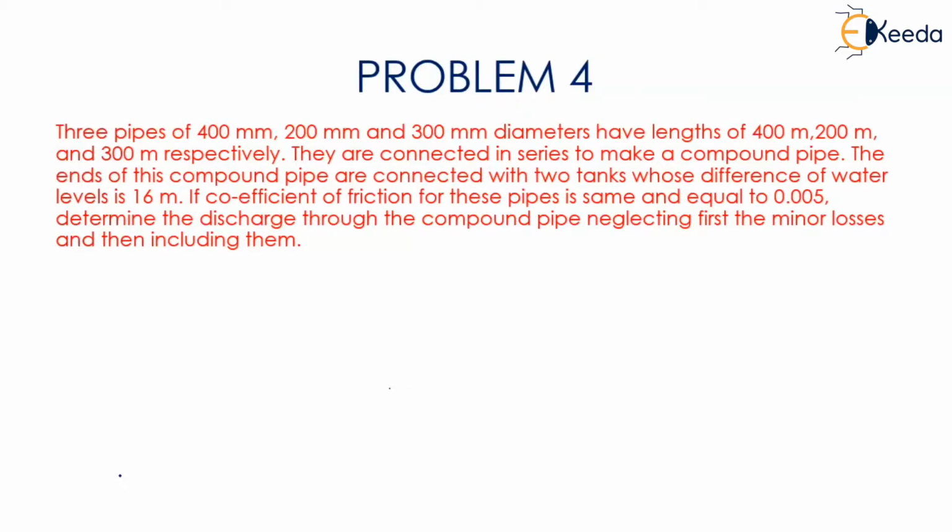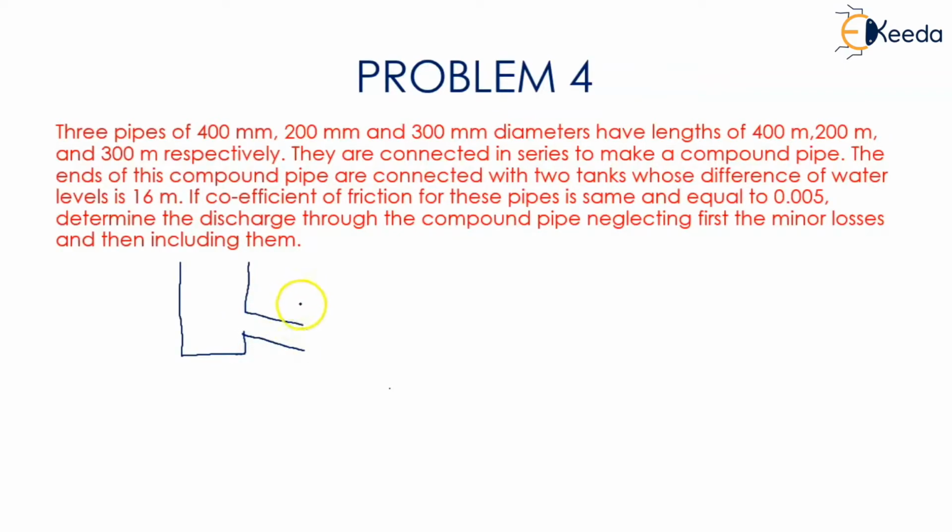So in this question, we need to calculate the discharge to the compound pipe. And while calculating it, firstly, we need to neglect the minor losses and next we need to include them. So what is given to us is we have a reservoir to which three pipes are connected in series.